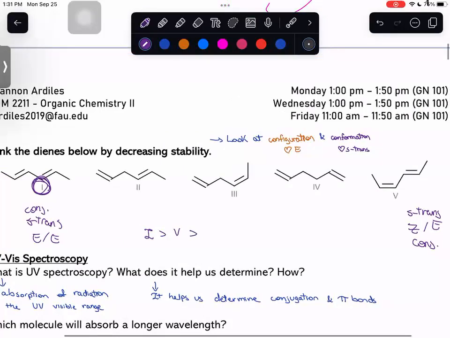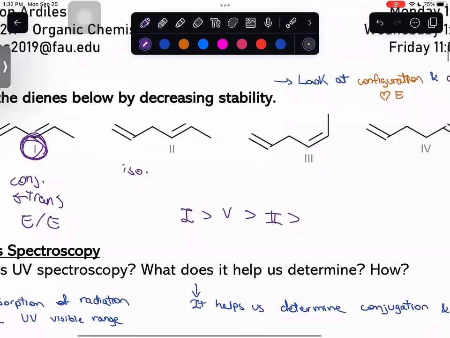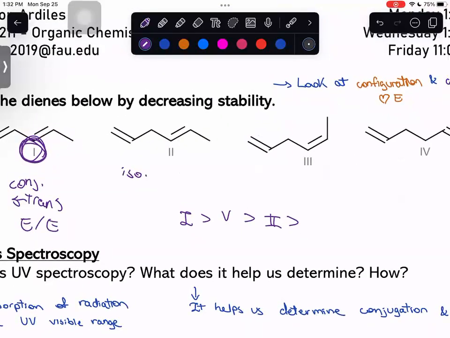Okay, what's going to be the third most stable? It's going to be the second one. What kind of pi system do we see? Isolated. Do we have S trans or S cis? No. What about the actual configurations of the double bonds? The last one's trans and the first one cannot be determined.